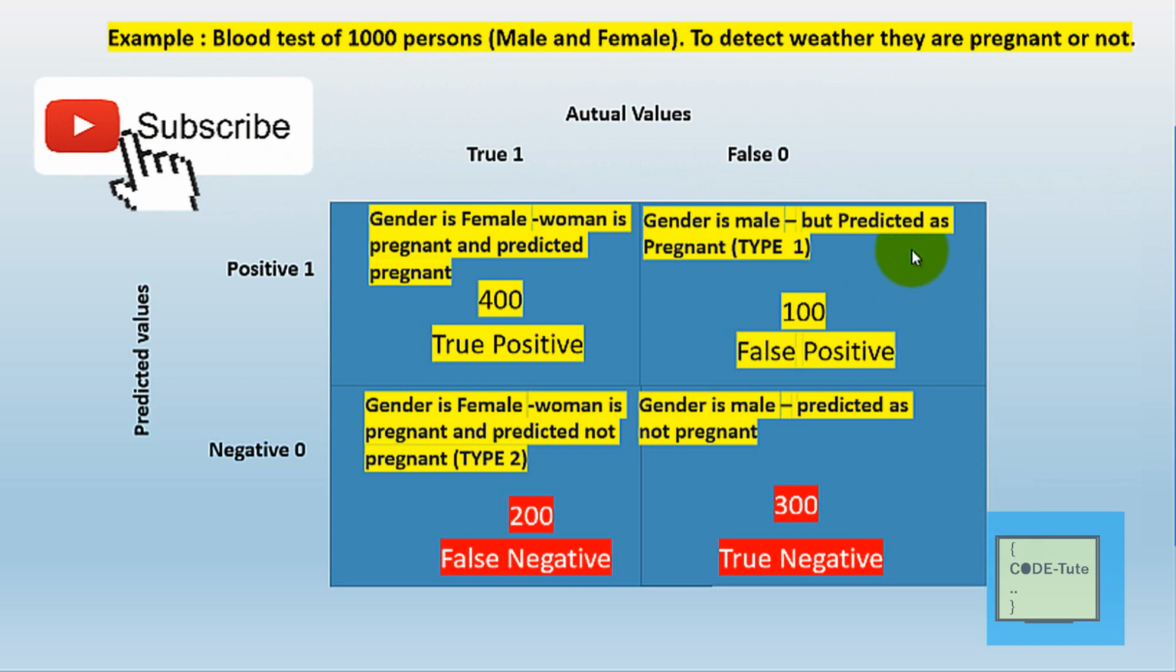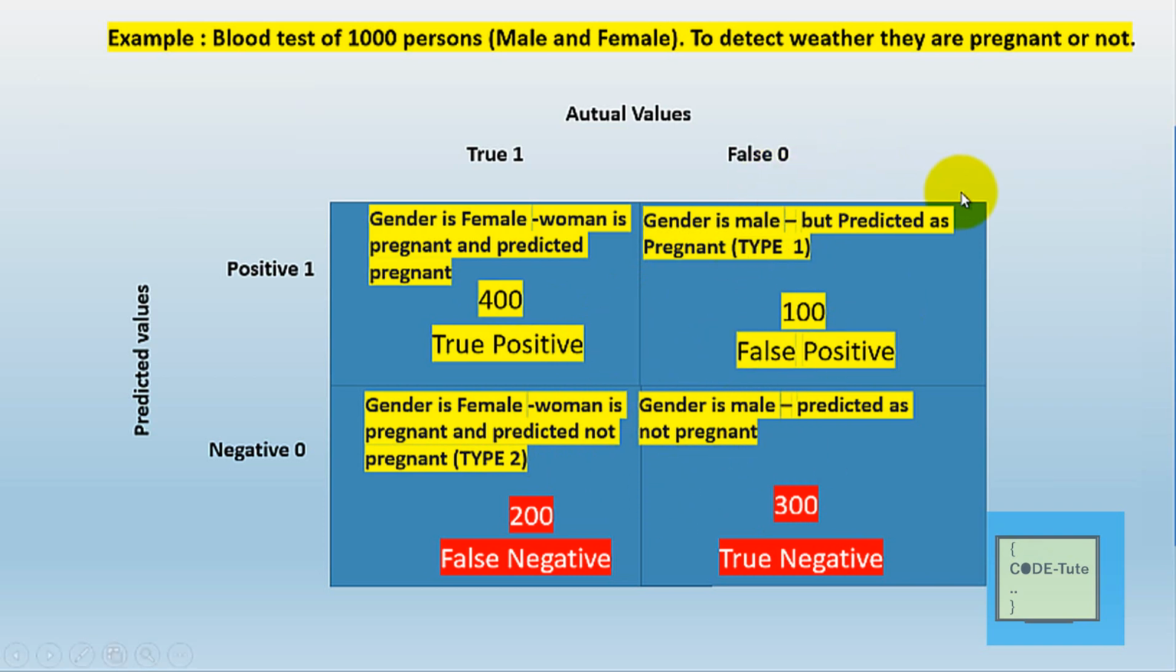So let's focus on this confusion matrix now. As you can see in this diagram, there are four classifications. If your algorithm is for binary classification, then this is the output we can see here. There are basically four classes: true positive, false positive, false negative, and true negative. We will understand this with the help of an example. One blood test was conducted among 1,000 persons. We don't know the gender of the candidate, and now we want to know whether that candidate is pregnant or not.